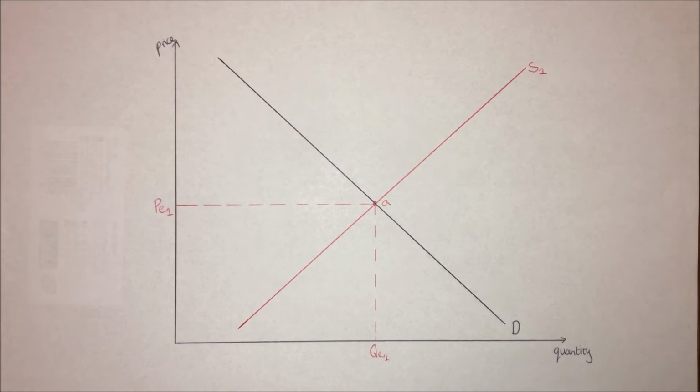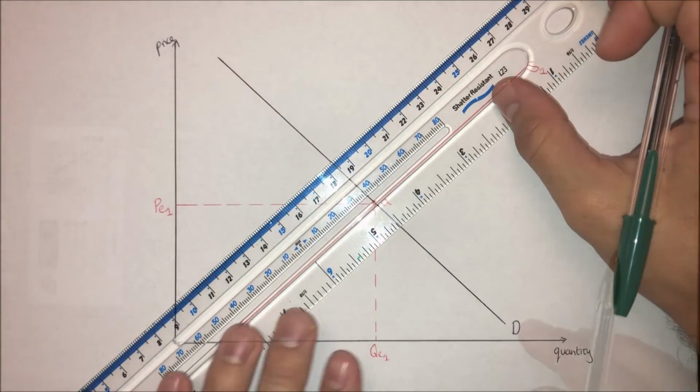Now let's take, for example, a decision by the government to increase the general tax rate, which obviously would lead to a decrease in supply due to an increase in costs. So we'll see this by a leftward shift in the supply curve from S1 to S2, which we're about to draw now.